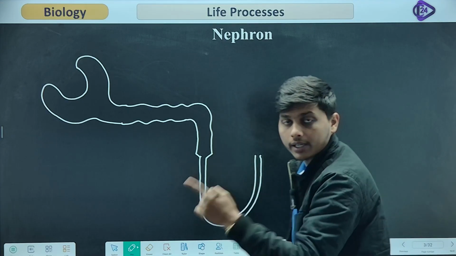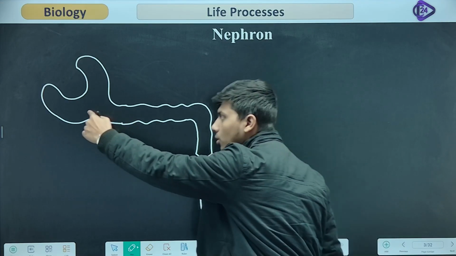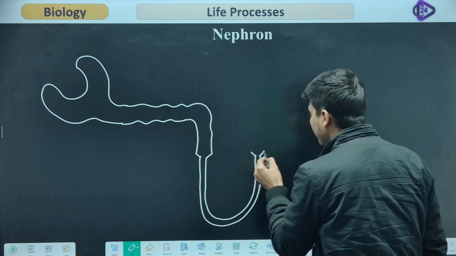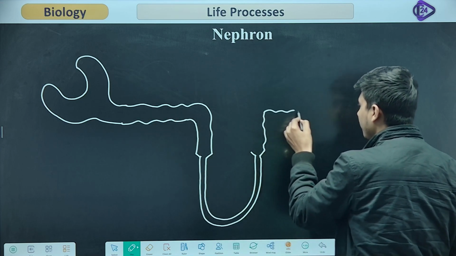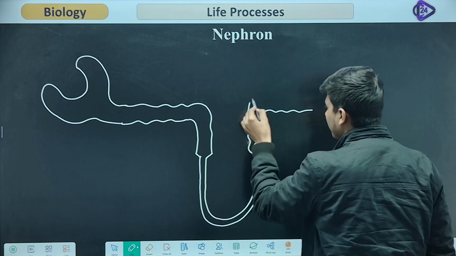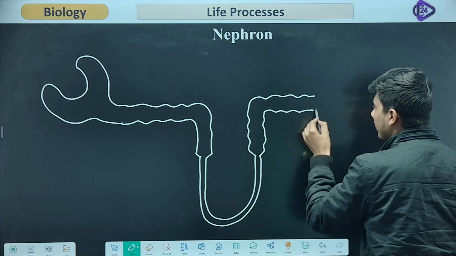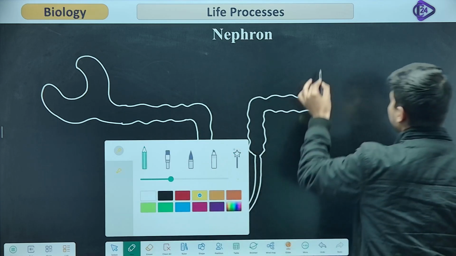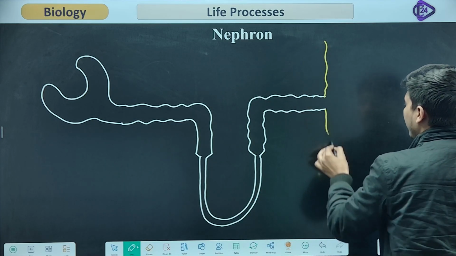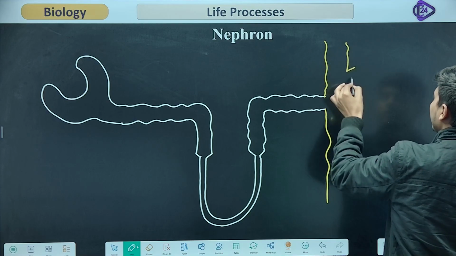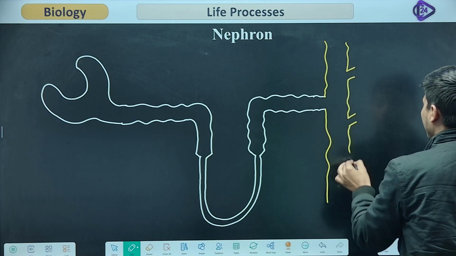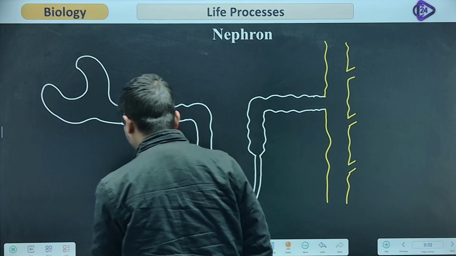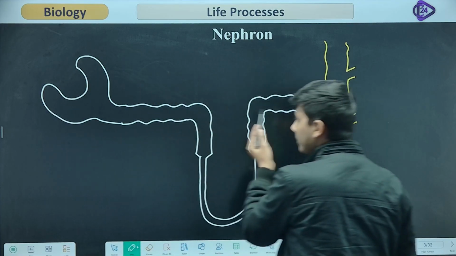Understand the sequence of the diagram. You have to draw it in the board exams. First of all, draw the renal capsule, then continue it into the renal tubule, and form it like this. And you will get full marks in your examination. We will label it one by one. It is the renal capsule, it is the renal tubule.